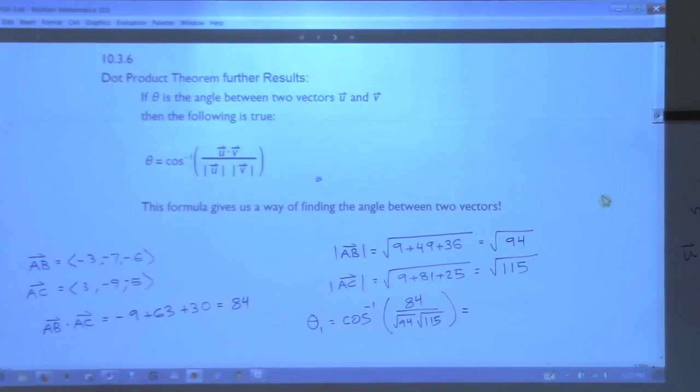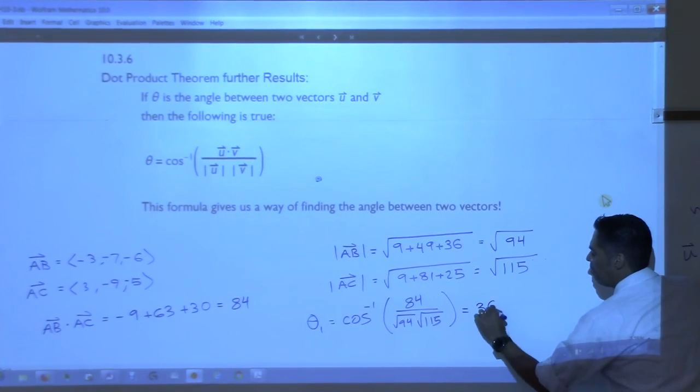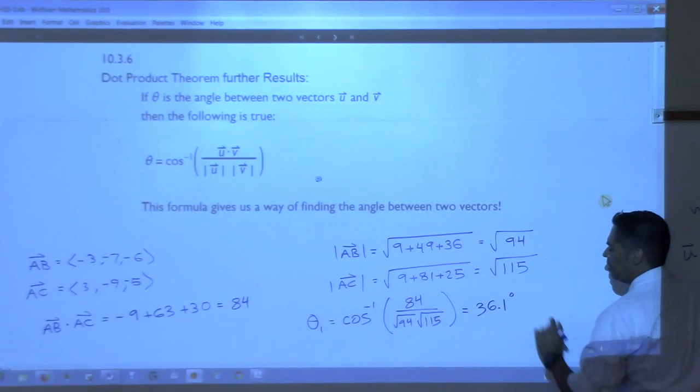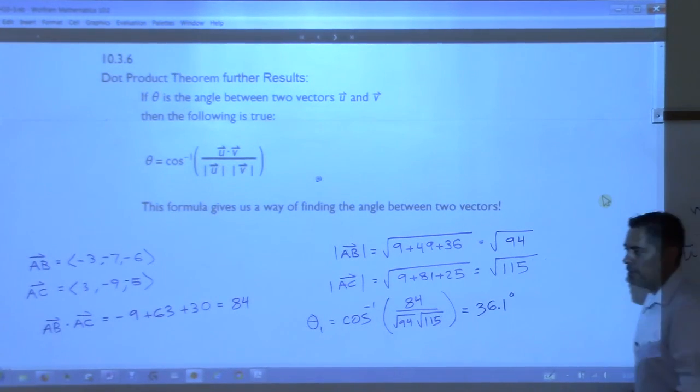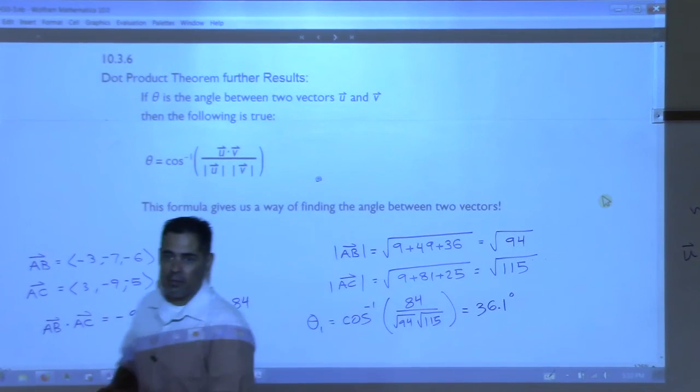Was it Danny? We're waiting on you, you're the calculator, I guess. 36. What did you get? 36.1 degrees. Okay. Verify? Yes? All right. So that's how we could go about just figuring out the angle. And then we could do that for the other two. It's kind of time consuming, but it's a very nice way to work with things in three-dimensional space.